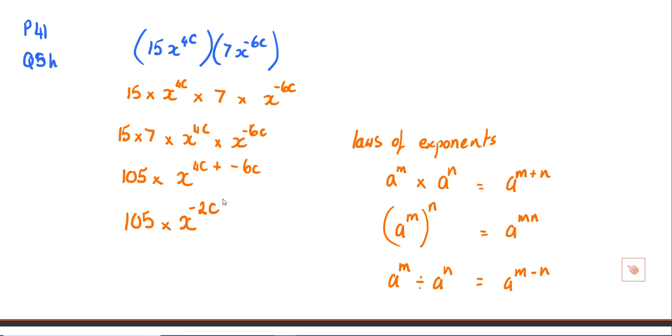Now, that is stage 1 of the answer. That is not too bad at this stage. In fact, a lot of times that will be considered perfectly good as your final answer. But if they say you must use positive exponents only, then the negative you've seen before becomes division. So it ends up as 105 divided by x to the power of 2c. The negative gets dropped and it's converted to a division.